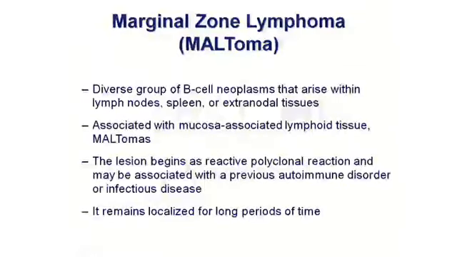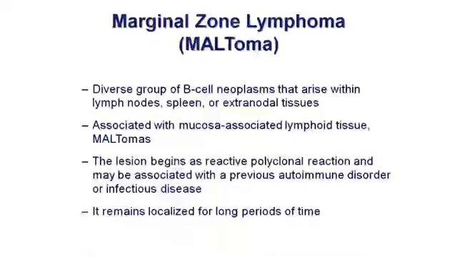Now, for your marginal zone lymphoma or maltoma, which is a classic presentation, it's a diverse group of B-cell neoplasms that are typically associated with lymphoid tissue in extranodal tissues. A classic place is in the stomach. So MALT means mucosa-associated lymphoid tissue. Like I said, you typically see it in the stomach. It's going to be a patient with some abdominal discomfort, and they're going to do a biopsy of the stomach and see these aggregates of lymphoid tissue. It's important that the tumor remains localized for long periods of time.